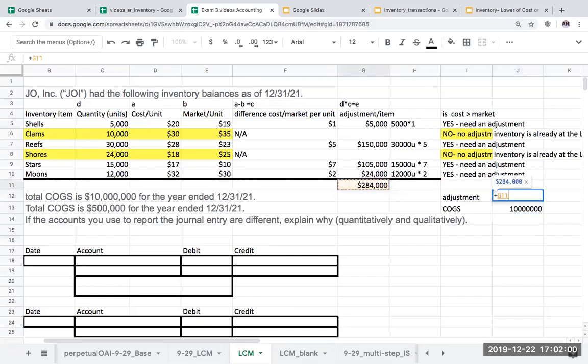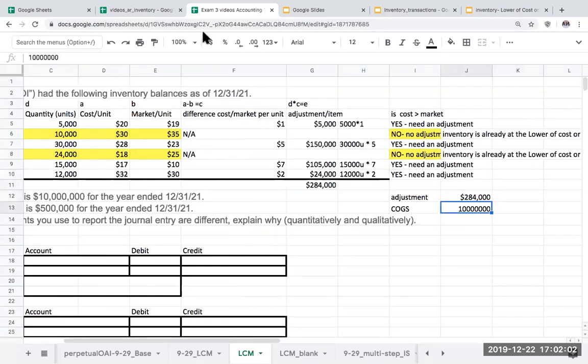And my amount of my lower of cost or market adjustment is 284,000. And so right here, as a percentage in terms of overall, it's roughly about 2.84%. Now, most of the times for materiality, you got to kind of creep up to around 5%. However, in this case, it's only 2%. It might be acceptable to do this.